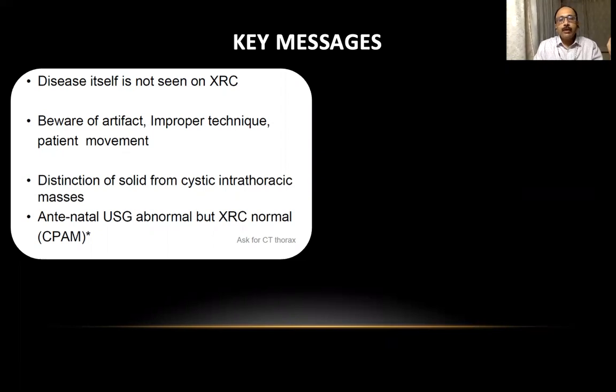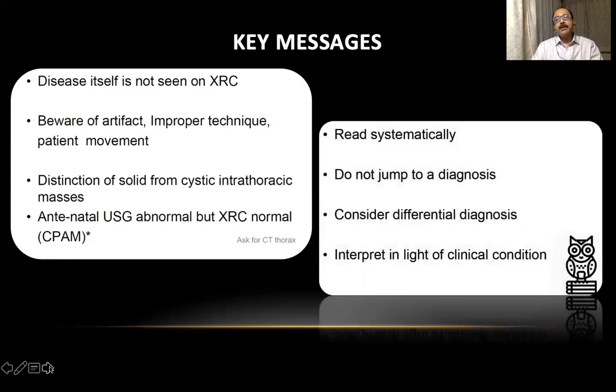At times, you would have an antenatal ultrasound which is abnormal, suggesting a lung lesion, but an X-ray chest which is normal, and this is classical of congenital pulmonary adenomatoid malformation of the lung. And in such situations, to distinguish solid from cystic lesions, and where a diagnosis of CPAM is suspected, one would do a CT thorax. Therefore, we must be aware of these two limitations of X-ray. And lastly, let us be more structured and organized in interpreting the X-ray.